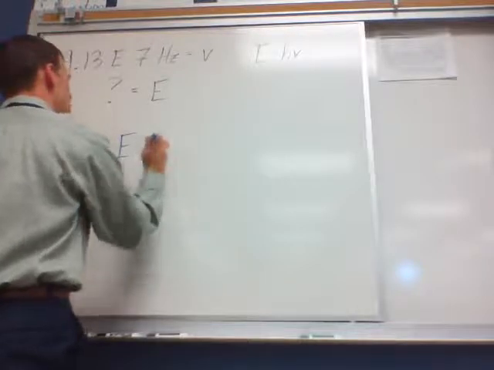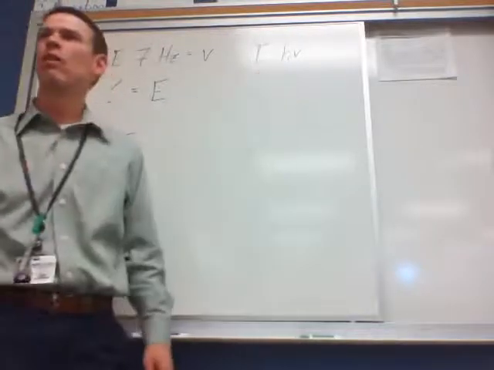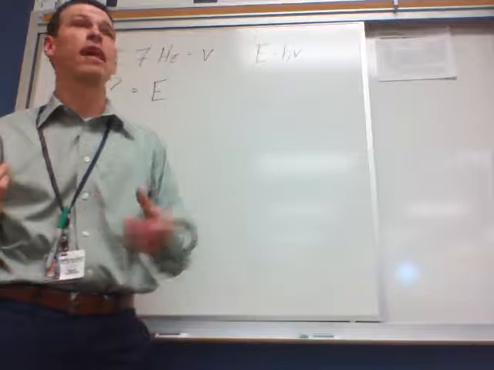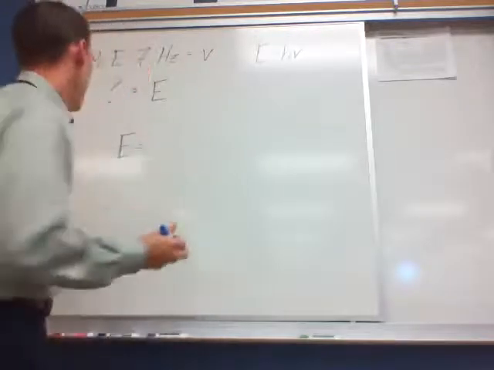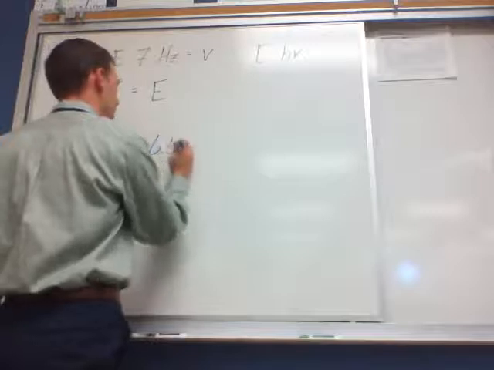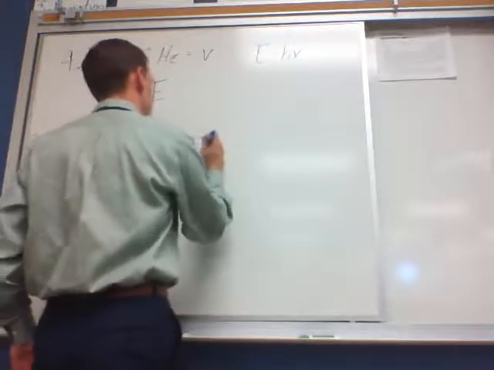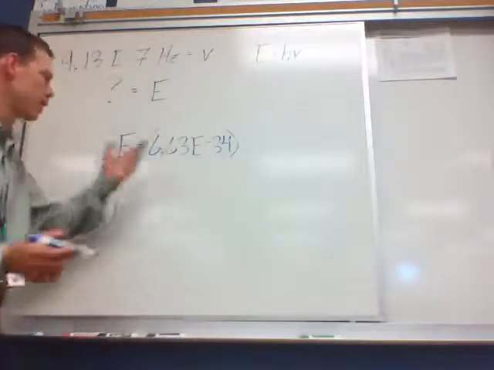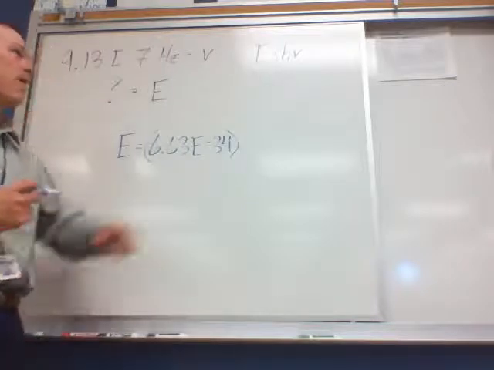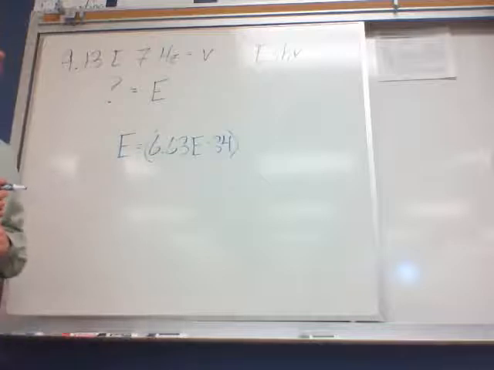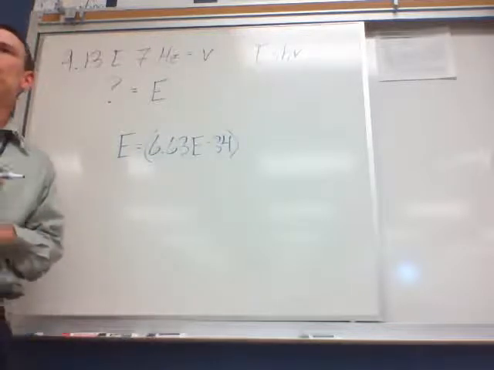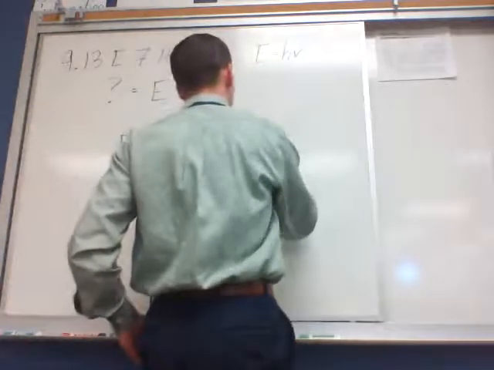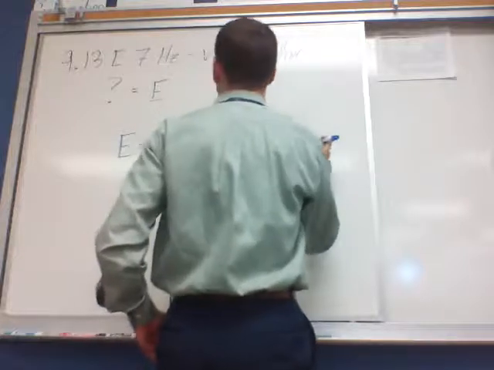E equals, do we know H? We always know H. H is Planck's constant. It's written over there on the board for you. And you don't have to memorize it. 6.63 E negative 34. The amount of energy in a flash of light. That's a constant number. And that's the H. Multiplied by frequency. Do we know V? Yeah, it's a given number from the problem. 9.13 E7.